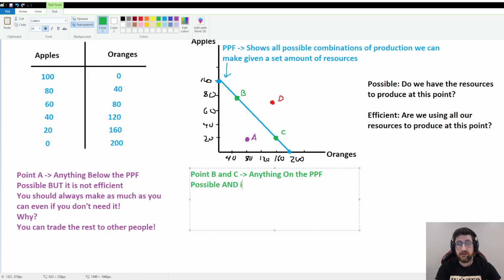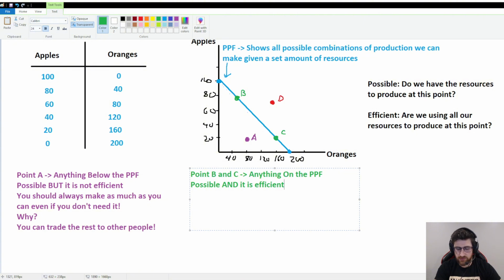And it is efficient because we know that line shows us the possible combinations using all our resources. So if I'm using all my resources on that blue line, then that means B and C are using all those resources. And by our definition of efficiency, it is being efficient, right?